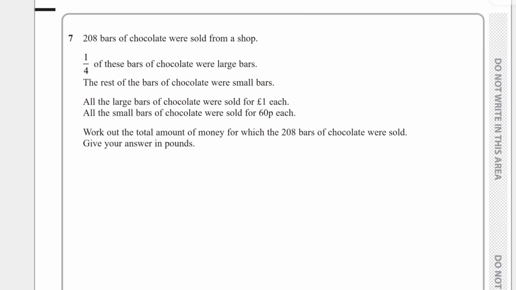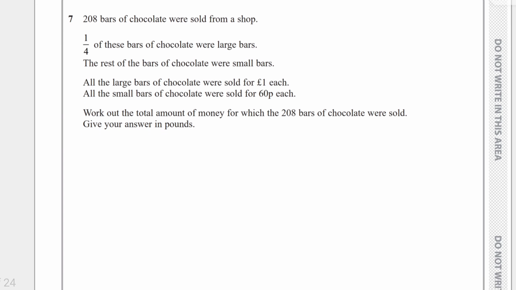Question 7. 208 bars of chocolate were sold from a shop. 1/4 of these bars of chocolate were large bars. So first, let's calculate the number of large bars. That will be equal to 208 times 1/4, and that is 52.